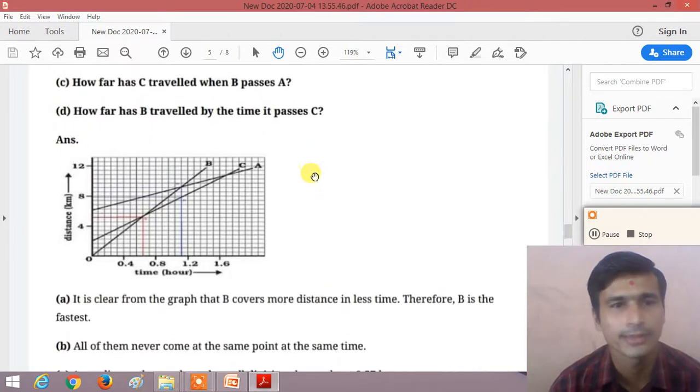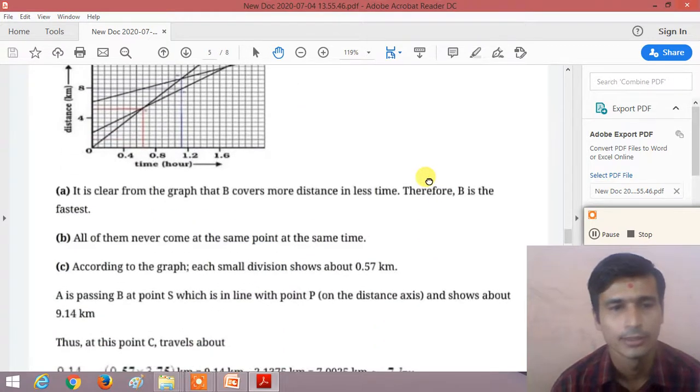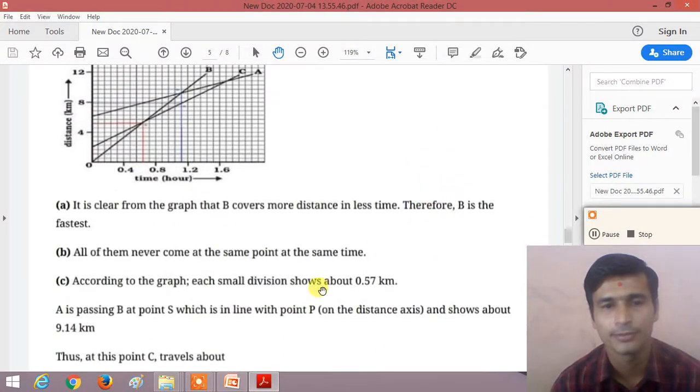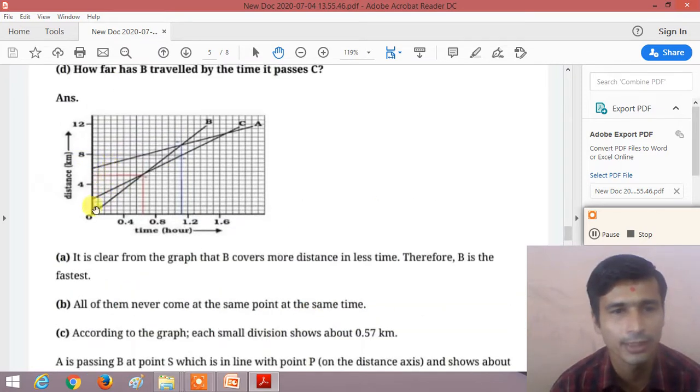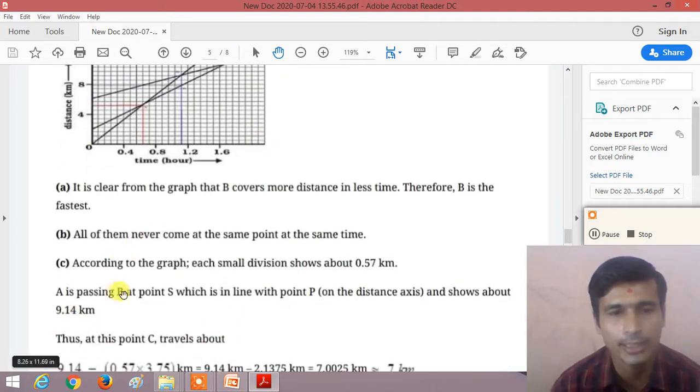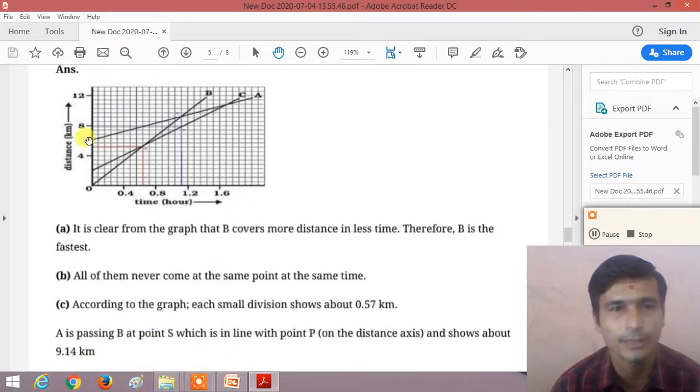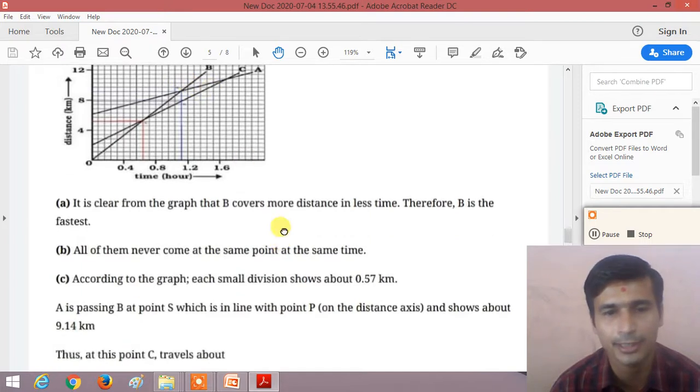Question number C. How far has C traversed when B passes A? According to this graph, each small division shows 0.57 kilometer. Here A is passing B at a point S, this point, right?